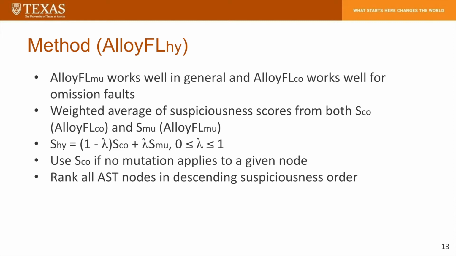The score is equal to 1 minus lambda times the suspiciousness score from the spectrum-based technique plus lambda times the suspiciousness score computed from the mutation-based technique, where lambda is between 0 and 1. And we use the suspiciousness score of the spectrum-based technique if no mutation applies to a given node. And finally, we report all the AST nodes sorted in descending suspiciousness order.